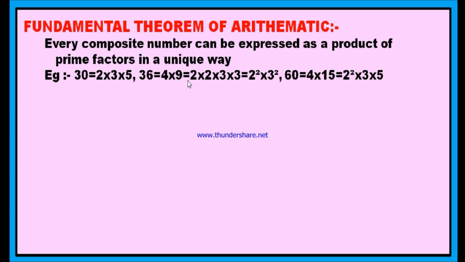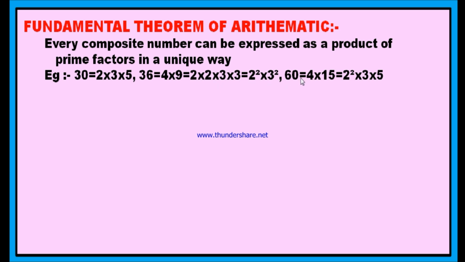This 4 is 2 into 2, and this 9 is 3 into 3. 2 into 2 is 2 square, and 3 into 3 is 3 square. Therefore, you can write 36 as 2 square into 3 square. You can write 36 as the product of prime numbers in only one way.